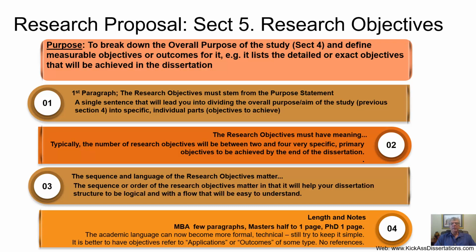If you look at the sequence and the language of that type of objectives, the sequence matters because it will provide order to your dissertation. It's going to help your dissertation to be logical and to have an easy flow that will be easy to understand. Therefore you want, for instance, the first objective that you use to be the first one that you will achieve. And then it's going to lead you to achieving the second objective and the third objective as you progress through your dissertation. So make sure that you have the order of these objectives in such a way that it's going to be logical for you to research and report on.